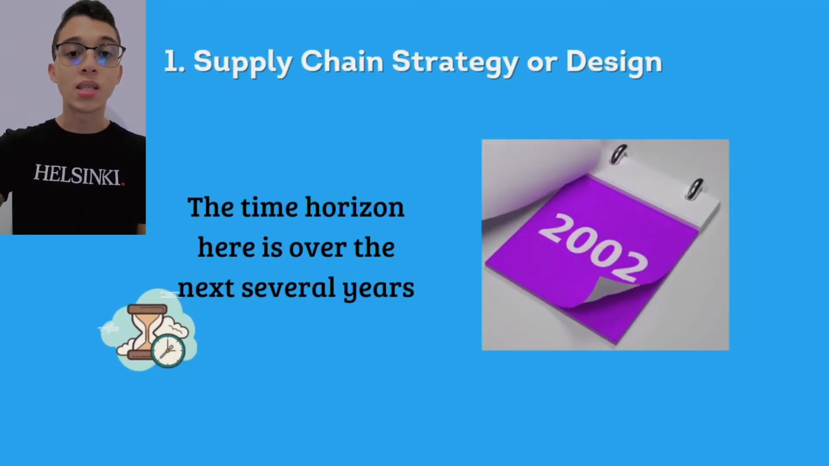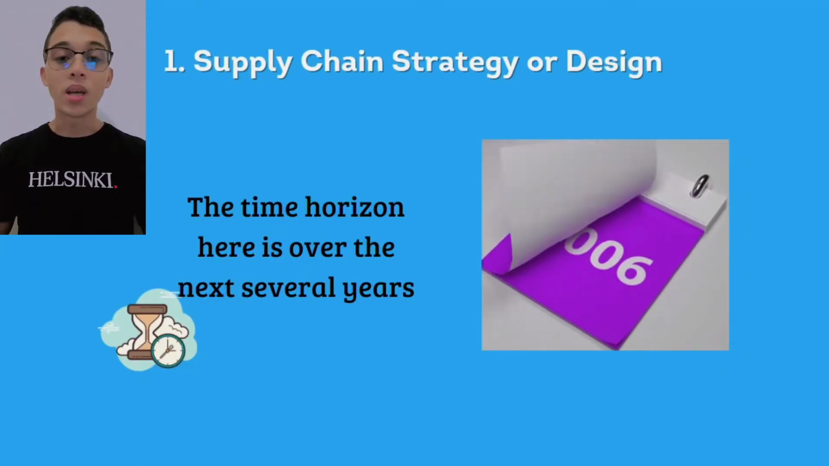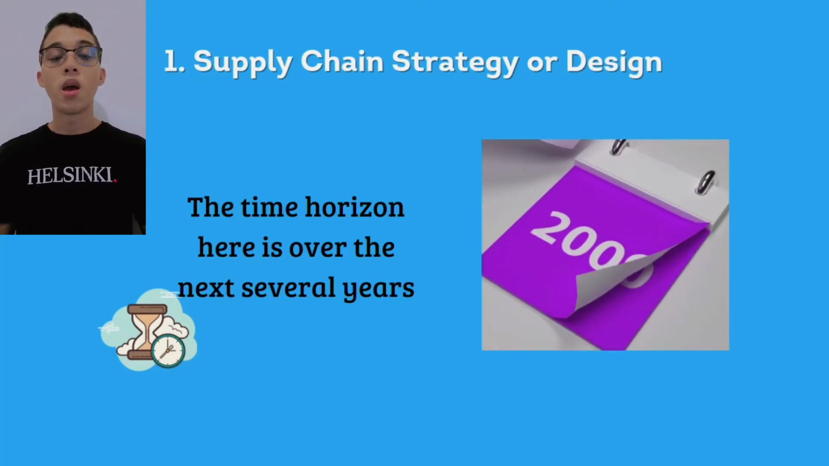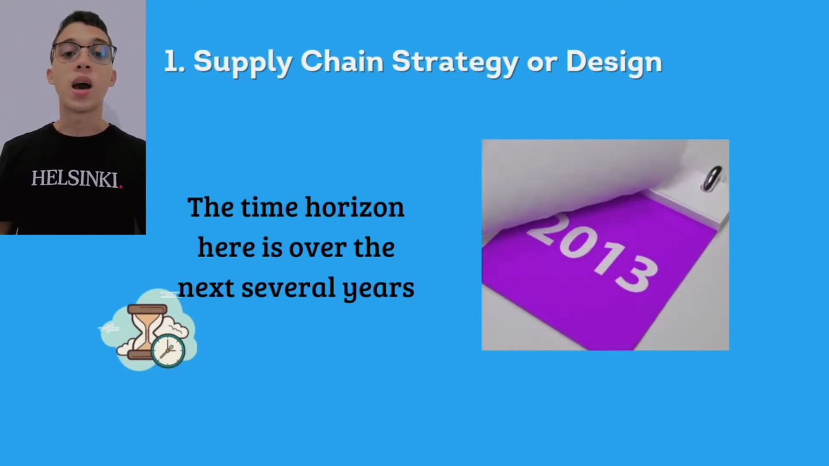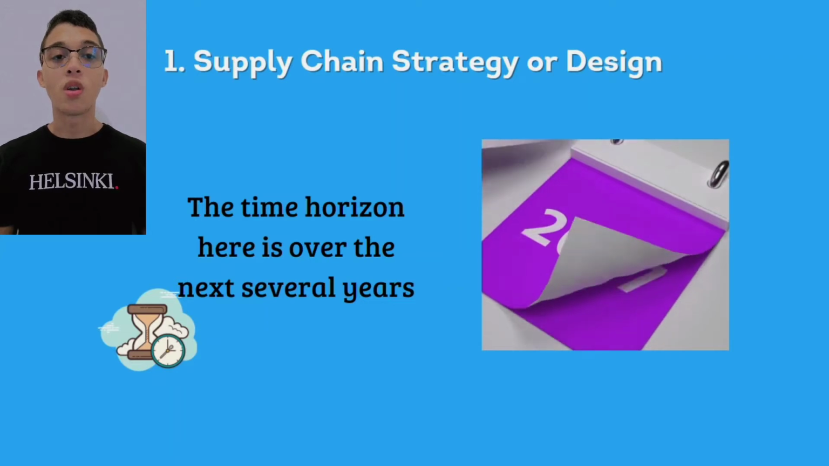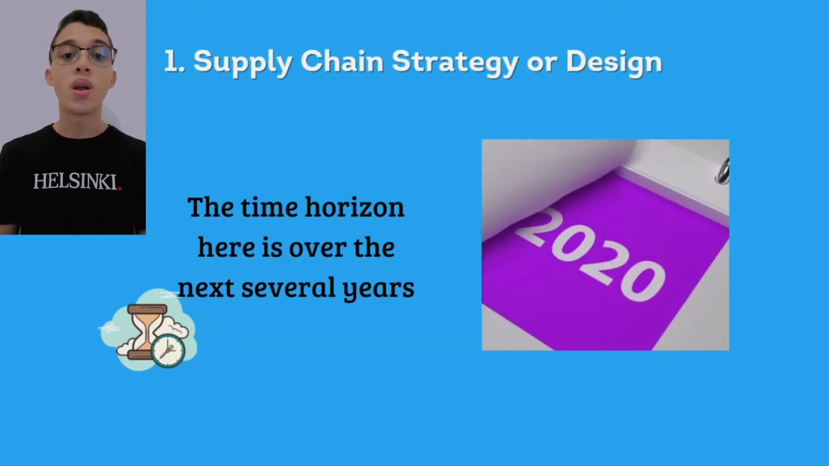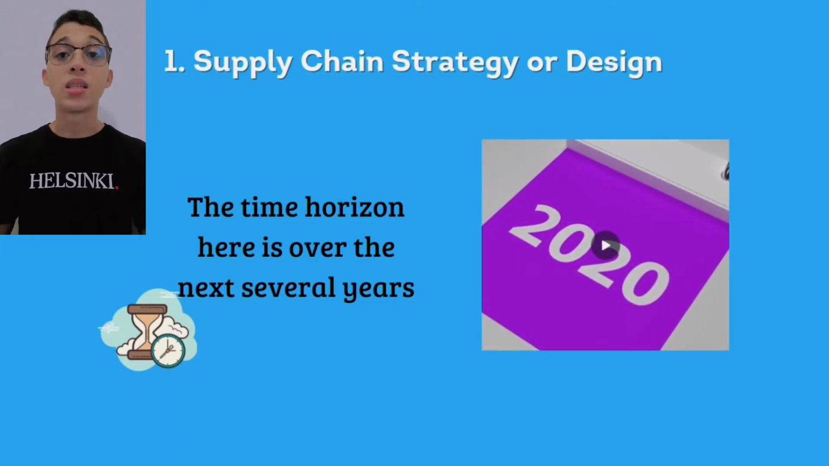The first phase is supply chain strategy or design. During this phase, a company decides how to structure the supply chain over the next several years. It decides what the chain's configuration will be, how resources will be allocated, and what processes each stage will perform.